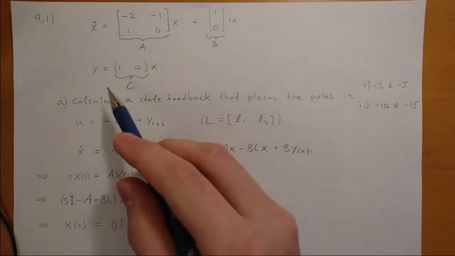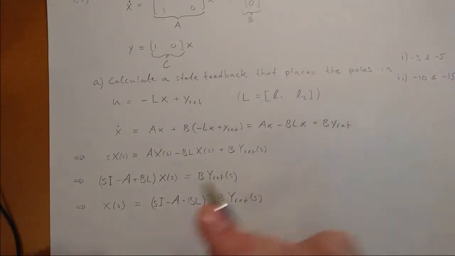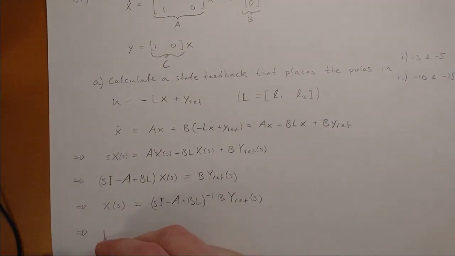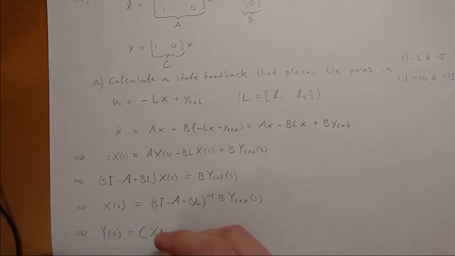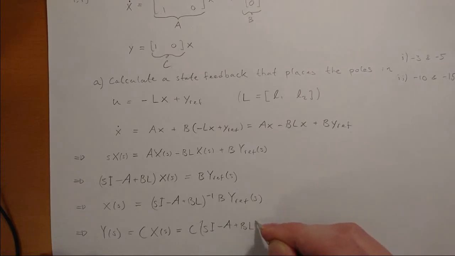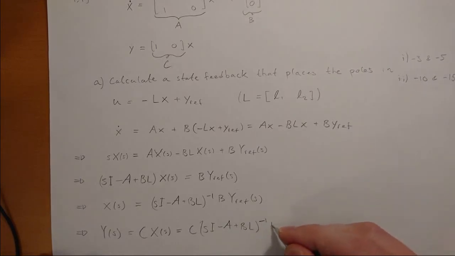And now we just note that y is equal to C times x. So in order to obtain y here, we just multiply with C, x of s, which is of course just this thing. So Y is equal to C times sI minus A plus BL inverse times B yref of s. So this is the closed loop system. We have the reference signal here and we have the output here.